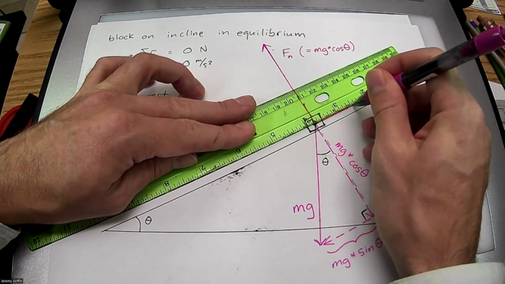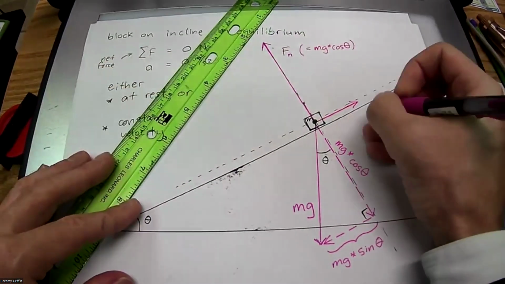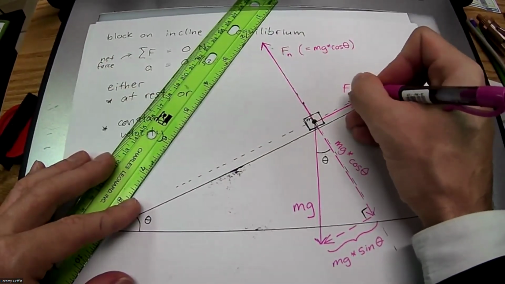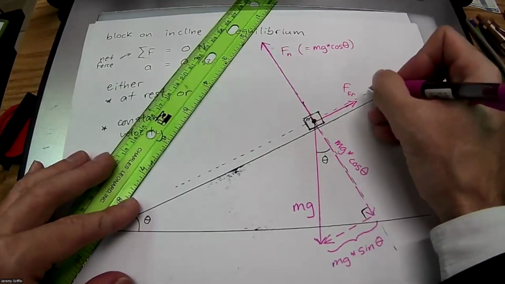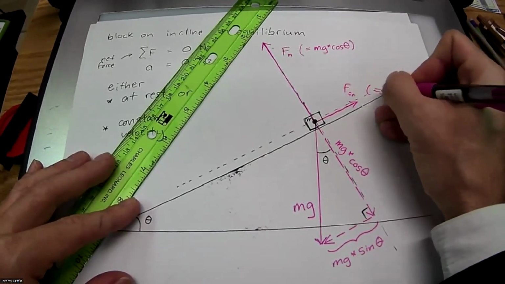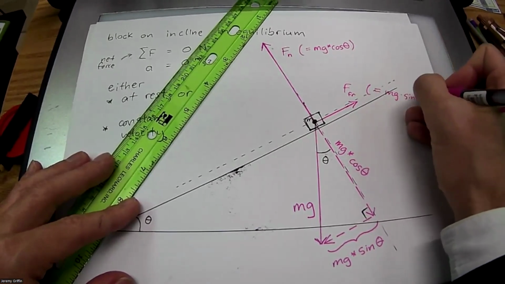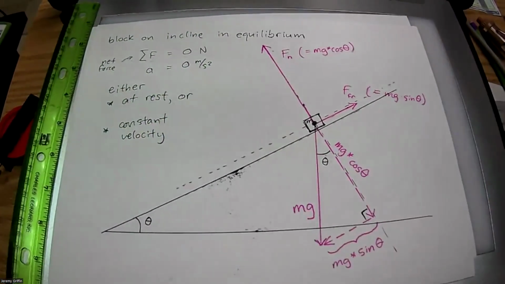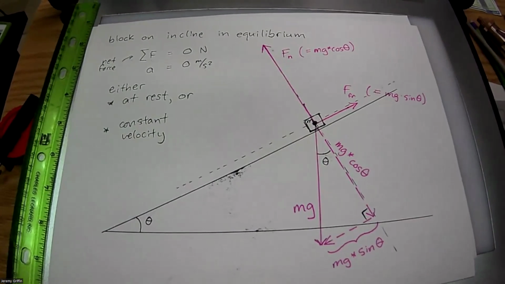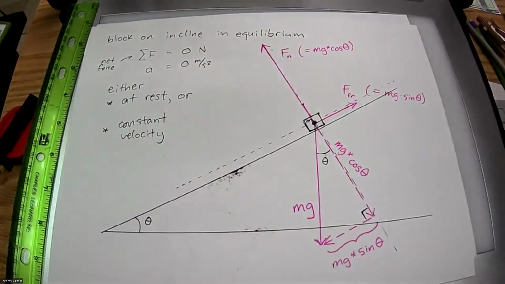I think it should. So I'm going to label this F sub FR, the friction force. And then in parentheses I'll say, by the way, that needs to be equal to mg sine theta, so that the force zeroes out along that axis. Now all your forces cancel out. Now you have equilibrium.